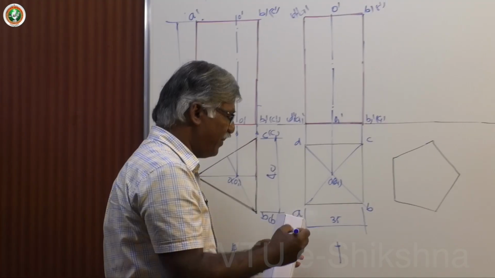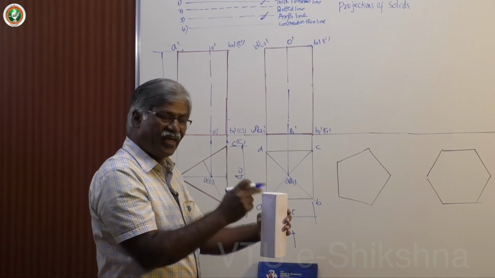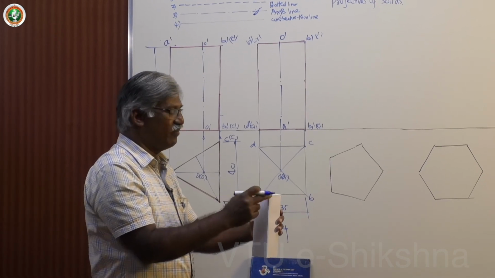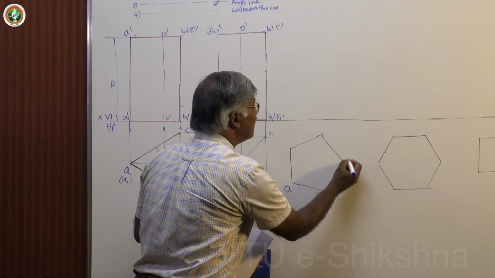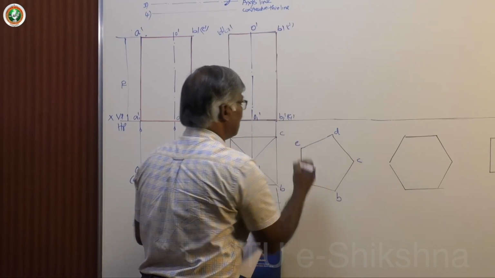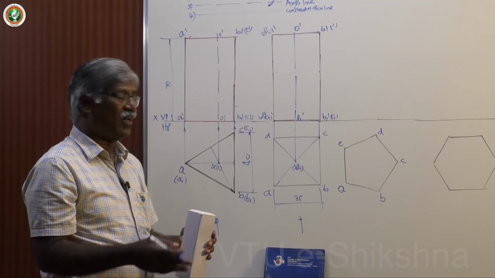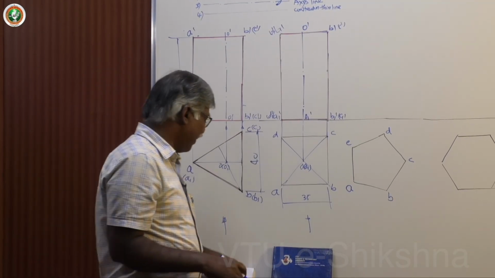Now naming A, B, C, D, E. First to be identified is marking A. Nearest left corner is this. B, C, D, E. Again, this is A, B, C, D, E. A lot of advantages in keeping this. Without that also you can do it, but you should not get confused with the misnaming.